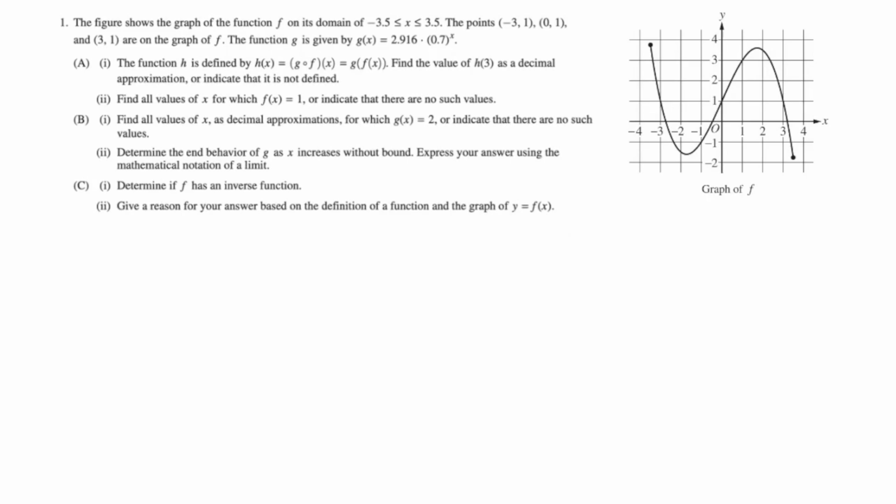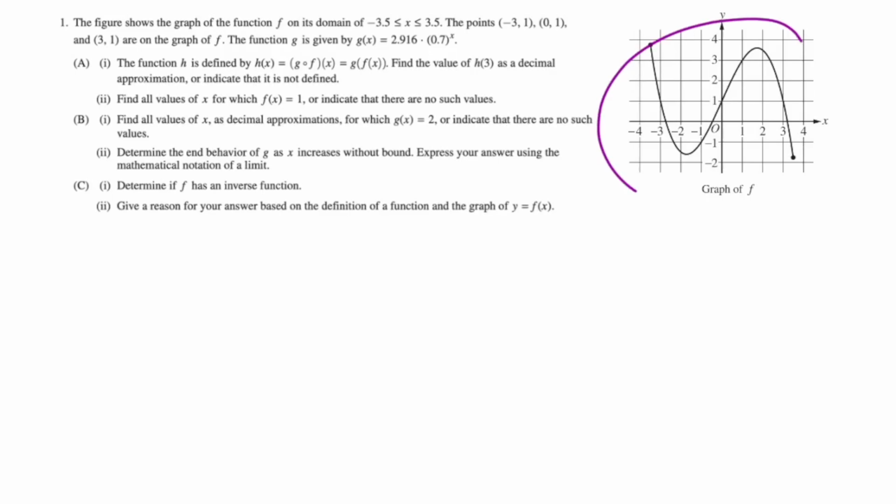So number 1 says, the figure shows the graph of the function f on its domain of negative 3.5 is less than or equal to x is less than or equal to 3.5. The points (-3, 1), (0, 1), and (3, 1) are on the graph of f. The function g is given by g of x equals 2.916 times 0.7 to the x power.